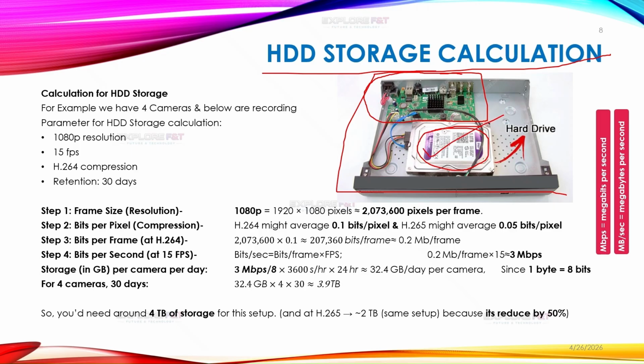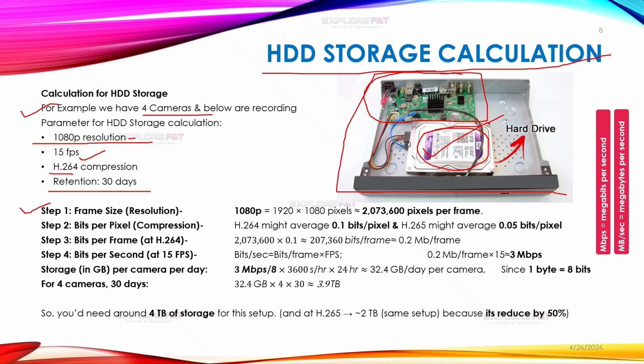Suppose we are going to calculate hard disk storage, and we have a scenario where we have 4 cameras, and they will record at 1080 pixel resolution, and 15 fps will be their frame rate. Compression will be H.264, retention time will be 30 days. So the first step we have to take is, what is the camera resolution.